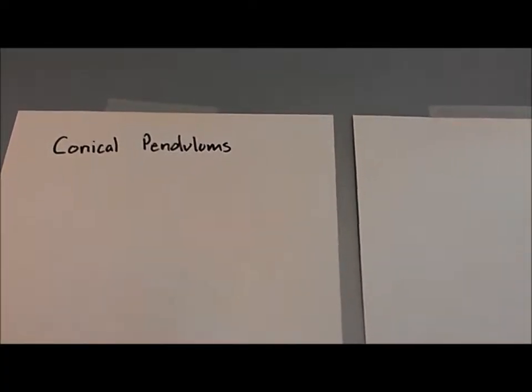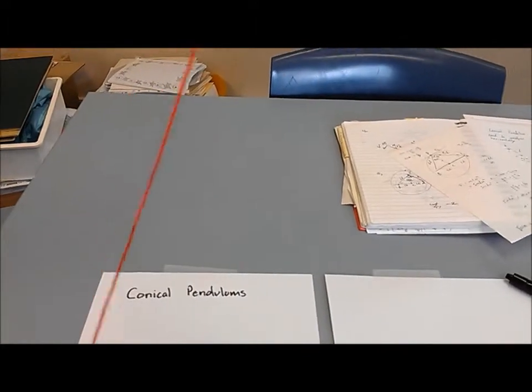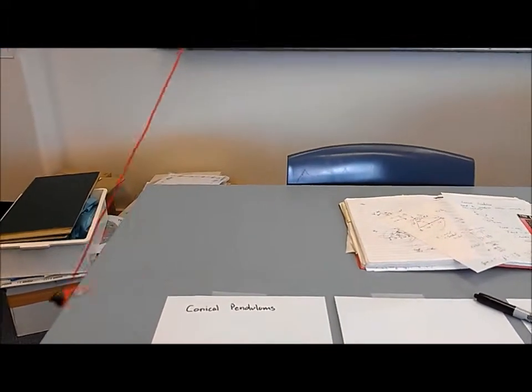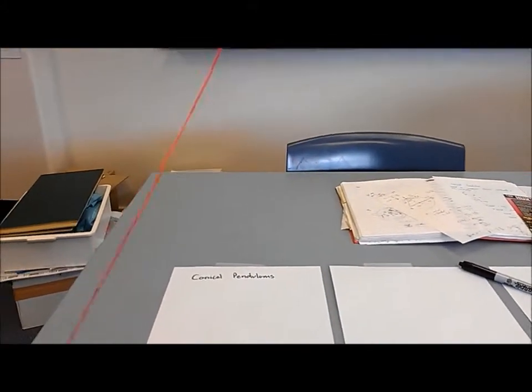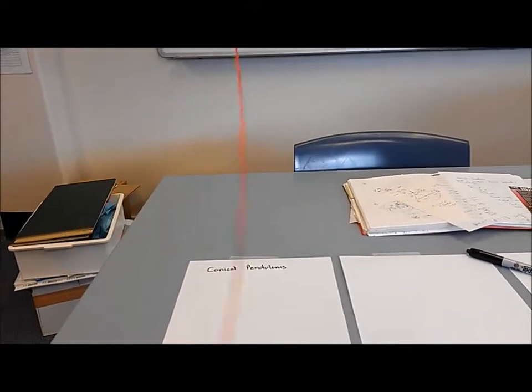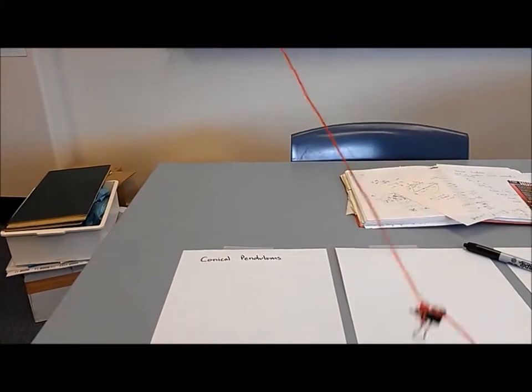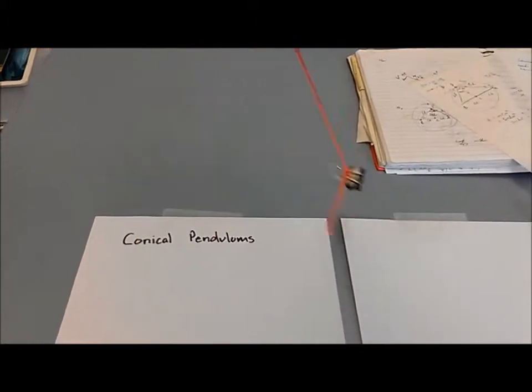Alright, our next topic is the conical pendulum. A conical pendulum is when you have a mass swinging in uniform circular motion on the end of a string. We set this up and we call this a conical pendulum. Now I'm not sure how great that video is, but I'll try and draw it for you instead.